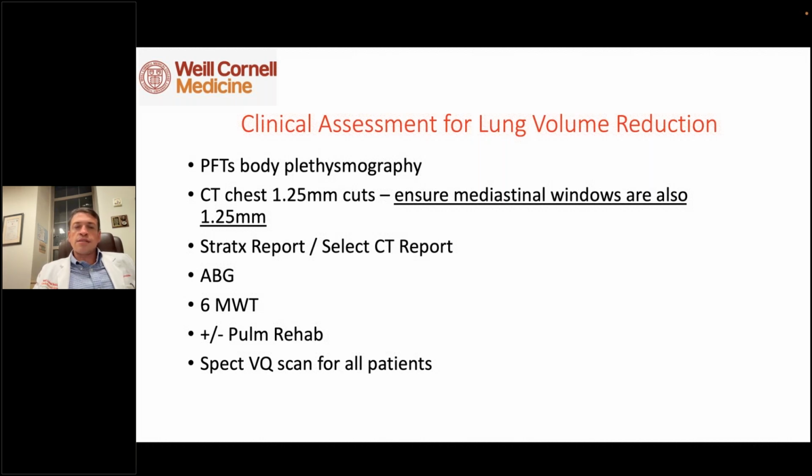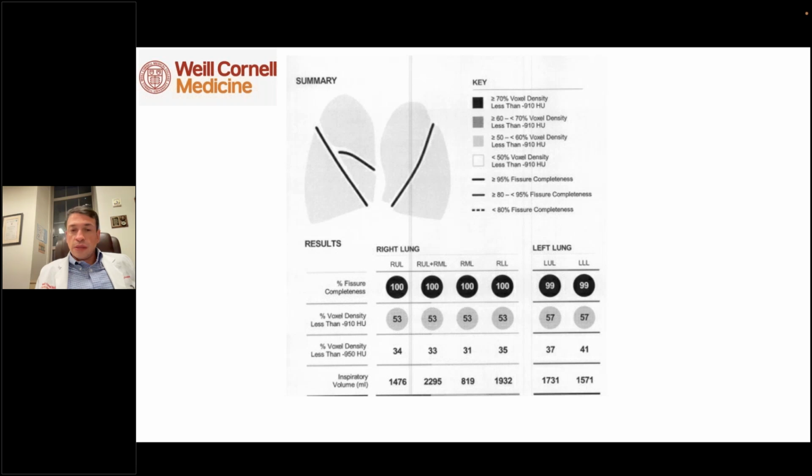Once we submit a CAT scan, we obtain a StratX report or a Select CT report, which is the Olympus equivalent. We do a blood gas, we walk a patient. Pulm rehab is always a great idea, but we all know the practicalities about pulm rehab. It's not always available, and so we don't make this a hard inclusion criteria for valve procedure. And we're going to talk about a perfusion scan because we initially did perfusion scans only for homogeneous patients. We now do them for all of our patients, and we do a lobar perfusion scan, which I'm going to show you in a minute.